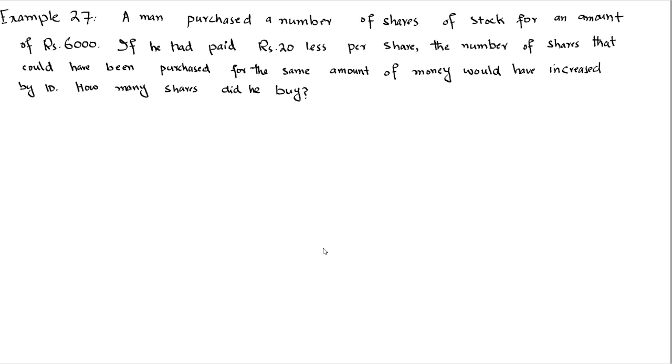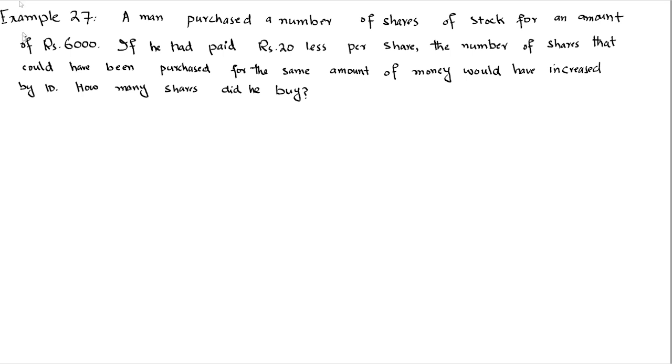Today we are going to solve a problem where a man purchased a number of shares of stock for an amount of Rs 6,000. If he had paid 20 less per share, the number of shares that could have been purchased for the same amount of money would have increased by 10. So we have to find how many shares the person bought.